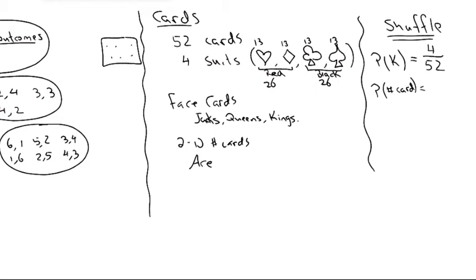So, what is the probability of selecting just a number card? Now you have to figure out how many number cards there are. So you start with one of the suits, hearts. There's the 2, the 3, the 4, the 5, the 6, the 7, the 8, the 9, and the 10. So there's only 9 in each suit. 9 times 4 is 36, so 36 out of 52.